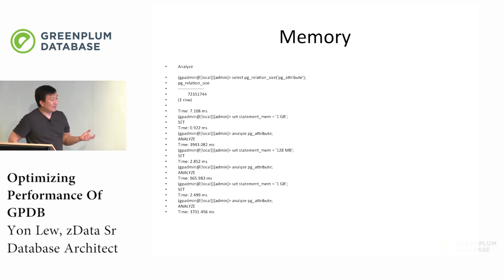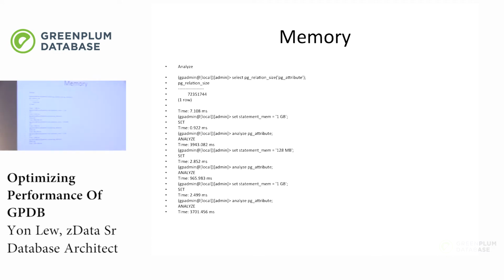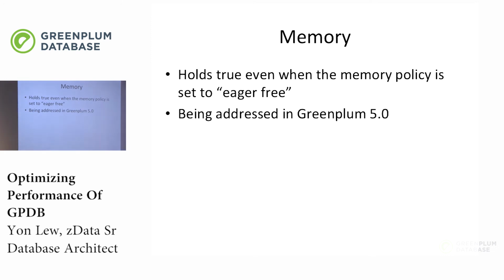I change the statement mem back to 125 megabytes. I run the analyze. It comes back in less than a second. And just to prove that's not caching, I set the statement mem back to 1 gigabyte and do it again. You can see it jumps up to 3 seconds. So this behavior is true even when you set the cluster memory policy to equal-free. And I should also mention that it's being addressed in Greenplum 5.0.